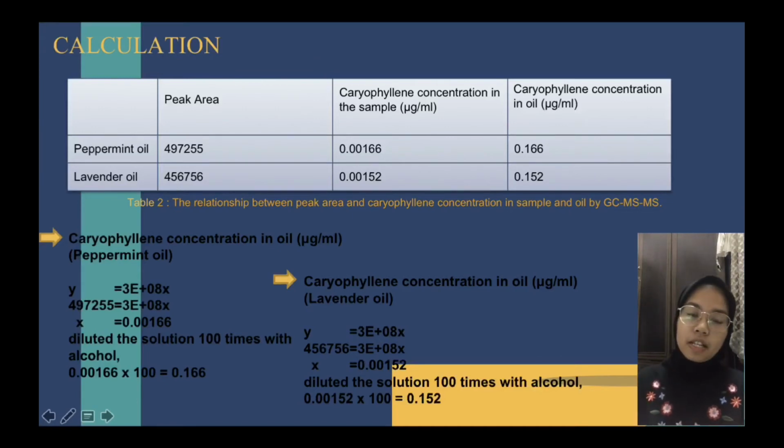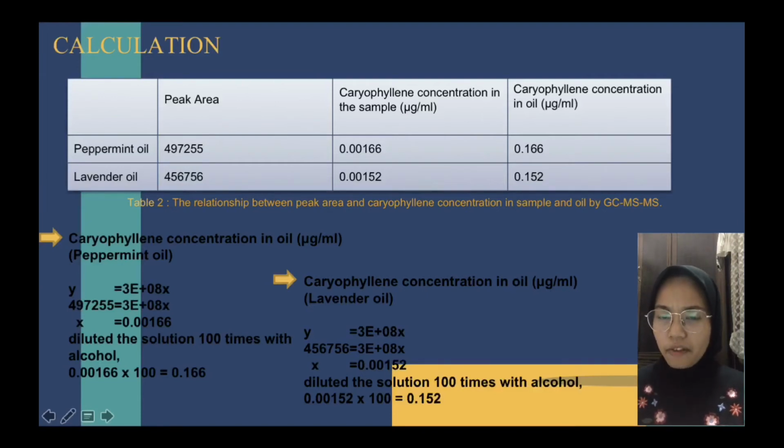Okay, for Table 2, we use the information in the table to find the value of caryophyllene concentration in the sample and also caryophyllene concentration in the oil. This table shows the relationship between the peak area and caryophyllene concentration in sample and oil by GCMS-MS. The peak area in peppermint oil is 497,255, and for lavender oil is 456,756.